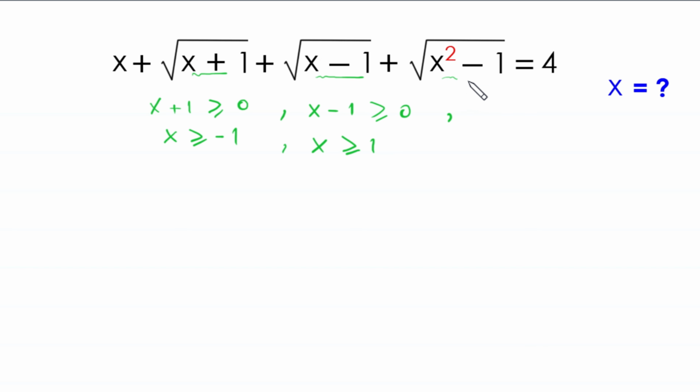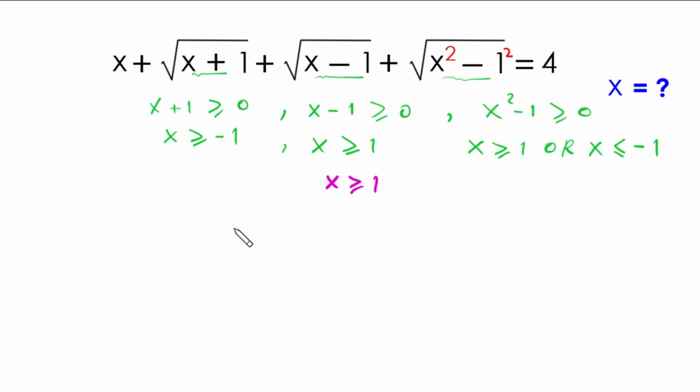And this x squared minus 1 must be greater than or equal to 0. This implies that x must be greater than or equal to 1 or x must be less than or equal to negative 1. If we combine all these, we get the domain of the equation: x must be greater than or equal to 1. Now this one is same as 1 squared.